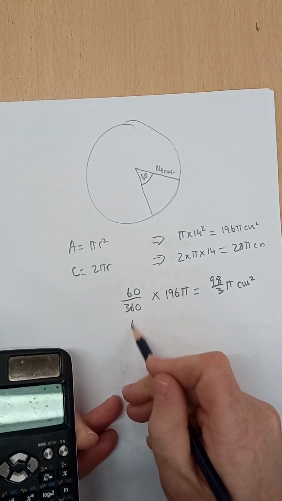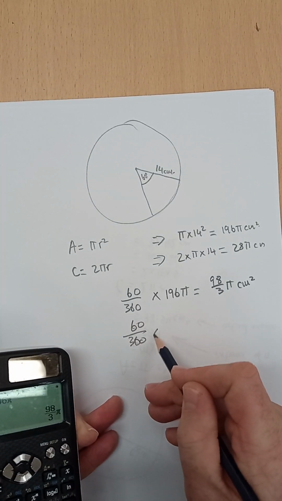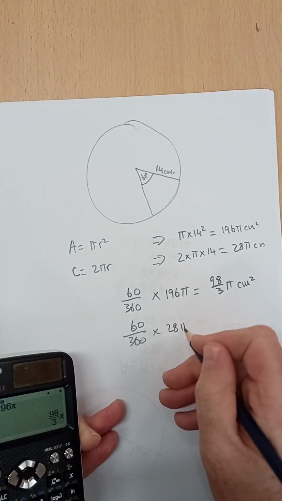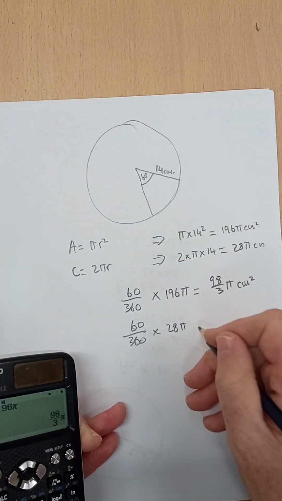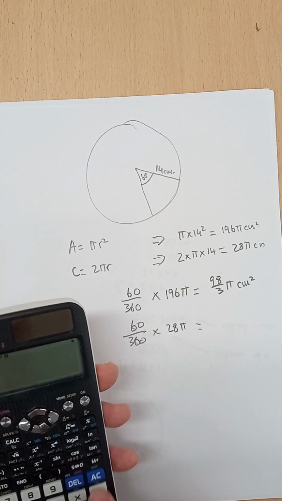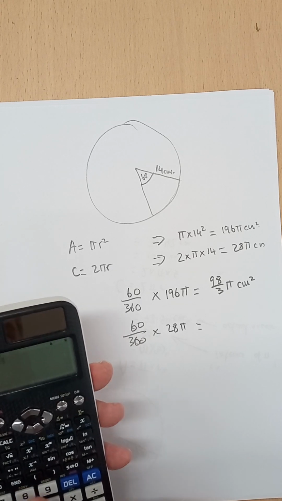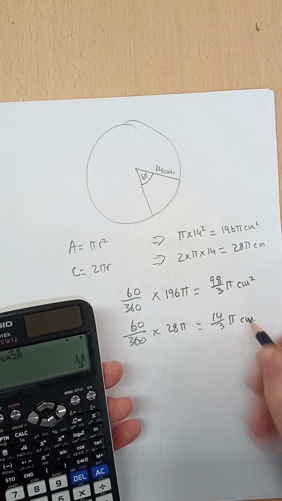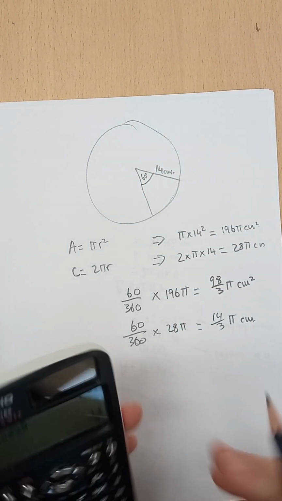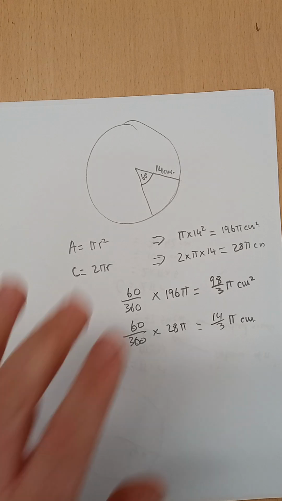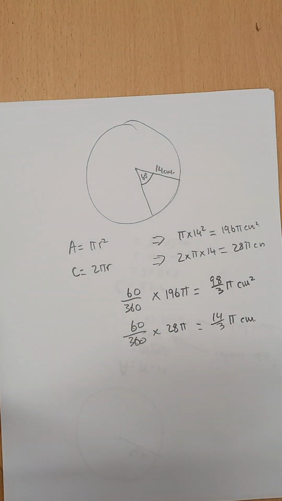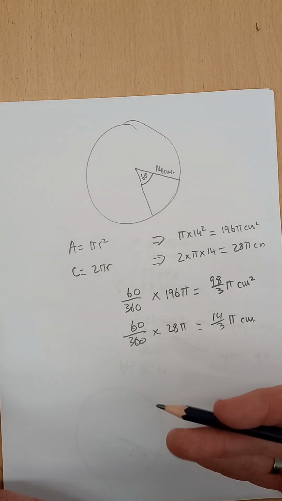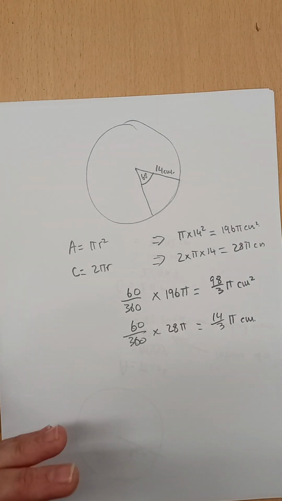And I can use the same method, 60/360, and multiply by the full circle's circumference to just get this bit. So that's 1 divided by 6, multiplied by 28, 14/3 pi centimeters. So I can find a little bit or the full bit just from that. Okay, so that's how you use the circle to do different things. And the same tricks can apply here. Sometimes they give you the answer and they'll ask you to find bits.